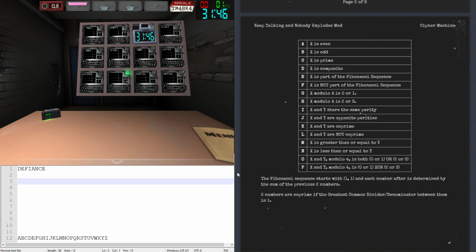Now for the Boolean expressions. X is even, X is odd. These should be common knowledge. 2 is even, 3 is odd. X is prime, X is co-prime. I think I've already covered this, but just to be sure.